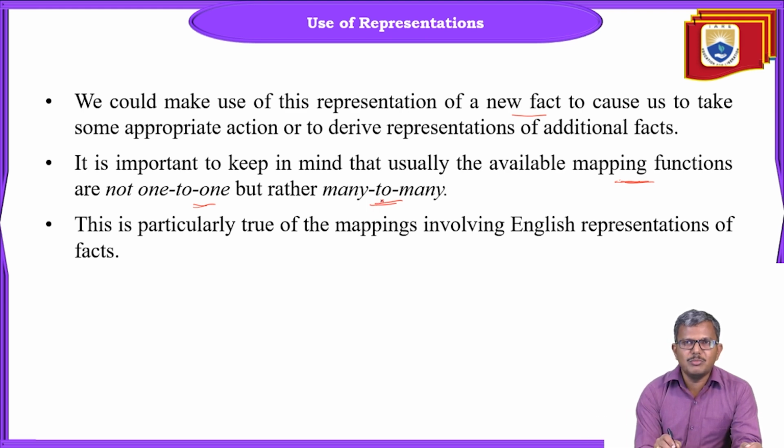So when we talk about the mappings, the mapping should always be many to many. It should not be one to one. That is why we say it is a two-way mapping. There should definitely be a two-way mapping, and it should hold true whenever we are representing the facts in English.